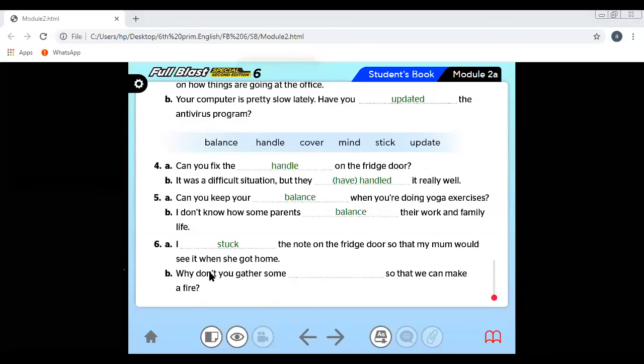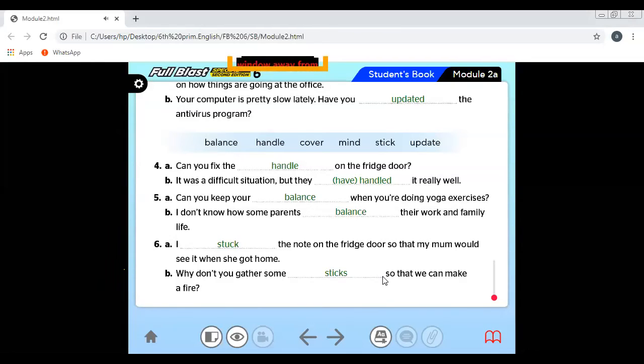Why don't you gather some sticks so that we can make a fire? Excellent. It will be sticks. Sticks here means matches. So the word stick can be a noun and a verb. When it's a noun, it's like matches, something that we can use to make fire. The verb stick means to join two things together. The past of stick is stuck. Do you have any problem at this part?